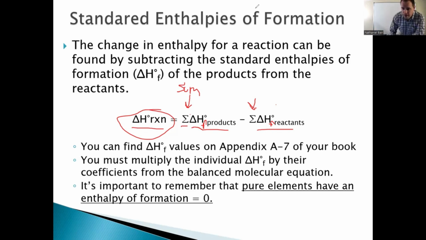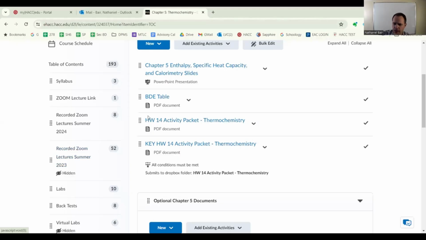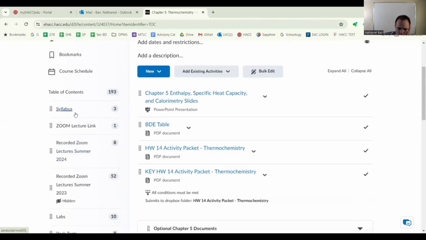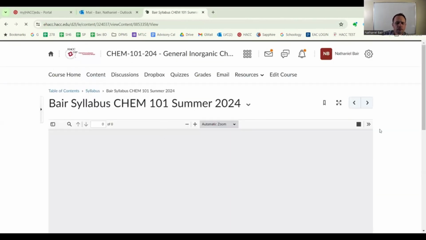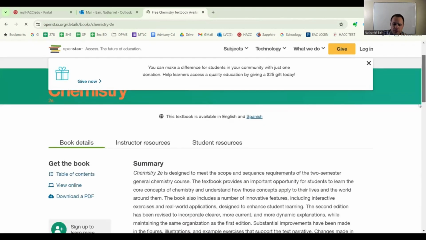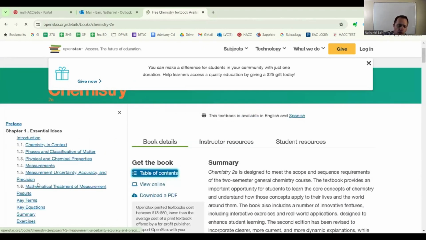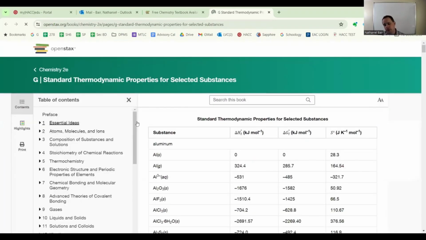Well, let me show you. You need to find them in the back appendix of your textbook. Now, I've pulled them out in some problems, but let me show you where you would find these things, maybe for a homework, or maybe if you take Chem 102 where you need to do these a little more difficult. So again, the link to the textbook is in the syllabus. And once you get into the OpenStax book, when you go to the table of contents, you want to go to the appendices at the back, and it is going to be appendix G. Select standard thermodynamic properties for selected substances.